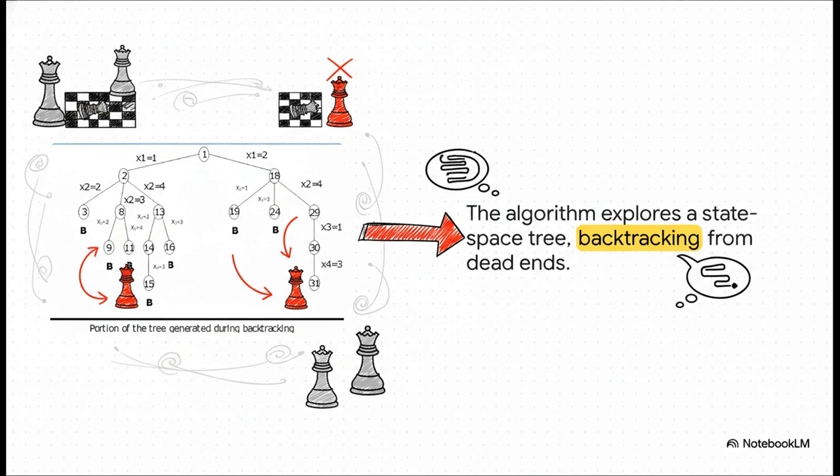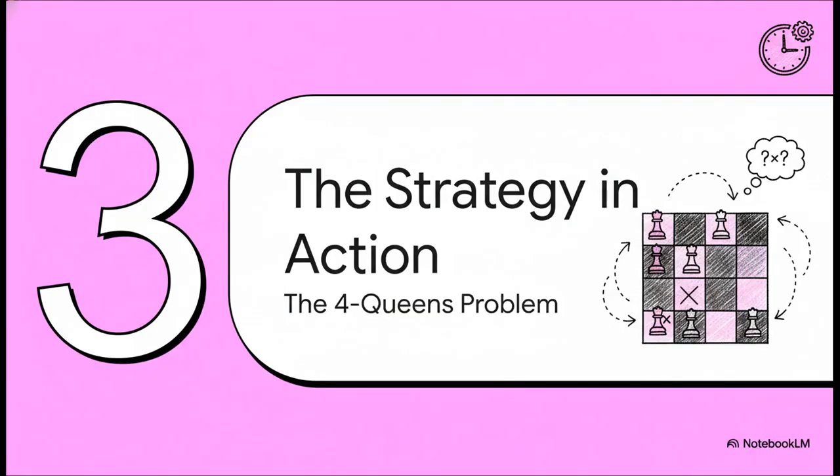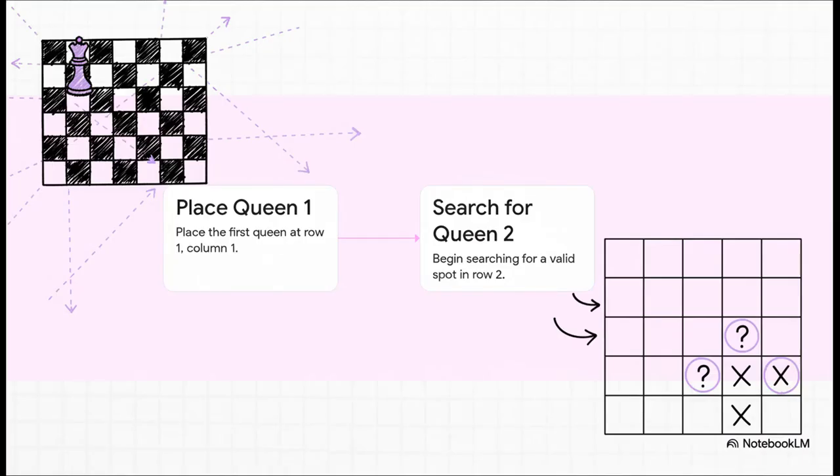It knows that whole branch of the tree is a failure. So it climbs back up the tree, it backtracks, to the last place it made a choice and tries a different branch. Okay, theory is great, but let's make this real. We're going to walk through a smaller version, the 4 queens problem, to see exactly how this whole backtracking thing works, step by step. All right, let's go.